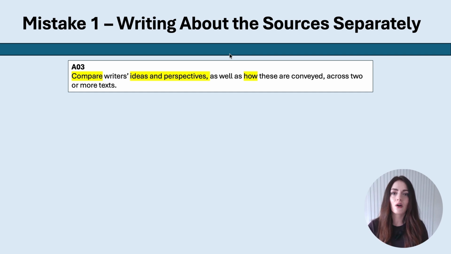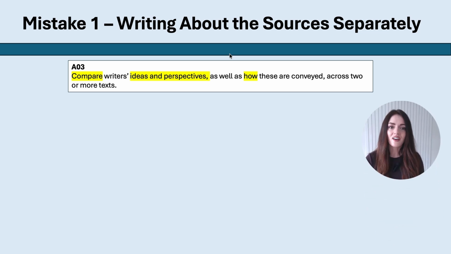Conveyed means how the writer communicates those ideas to the reader. So this is where you analyze things like language, imagery, tone, similes, metaphors, verbs, sentences. So question 4 is not just what does the writer think? It's what does the writer think and how do they present those ideas? And finally, the assessment objective says across 2 or more texts. Now that means that the comparison needs to happen throughout your answer, which brings us to the first big mistake students make: writing about the sources separately.